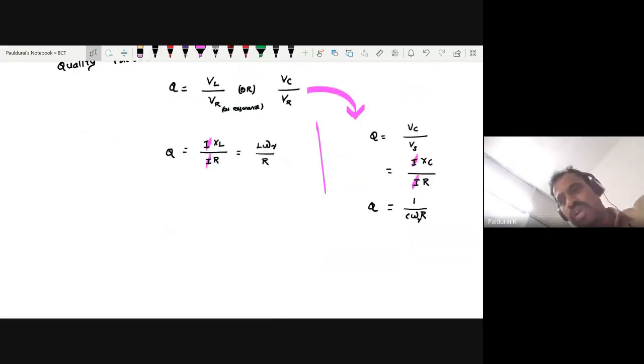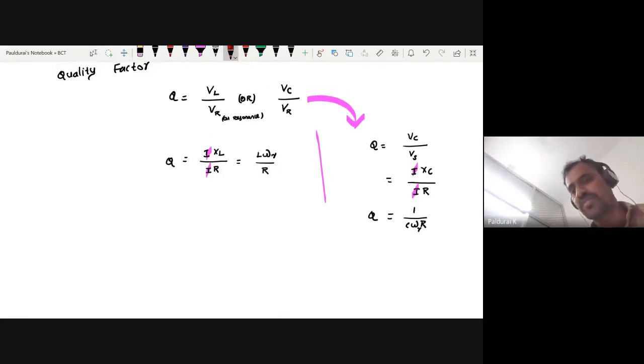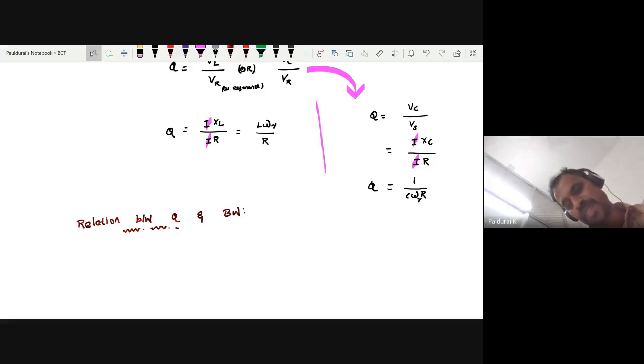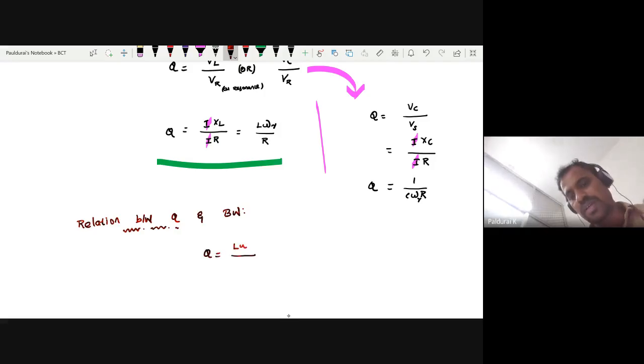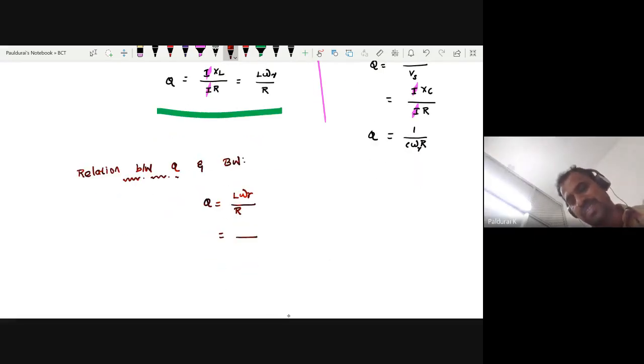Then we derived one more interesting relation, the relation between quality factor and bandwidth. It's very important. What was the relation? That was my last topic. So what is the quality factor from this? Q equals L omega R divided by R. It becomes omega R divided by R by L.